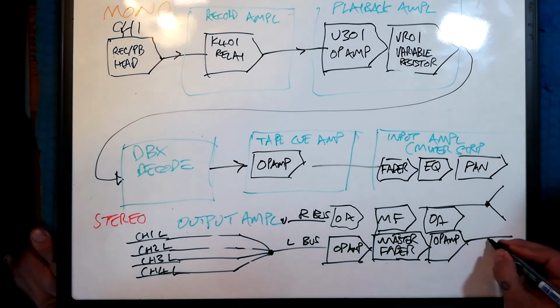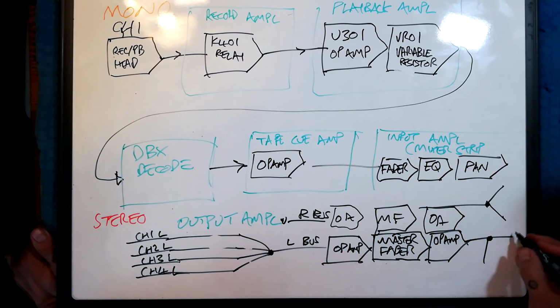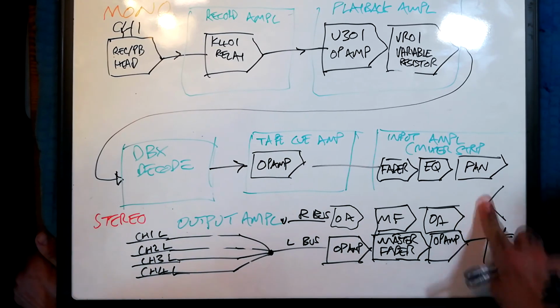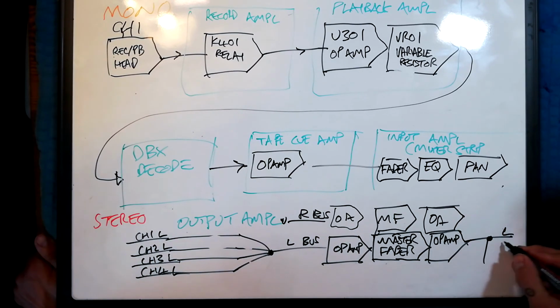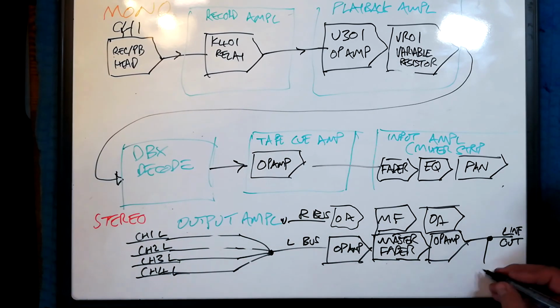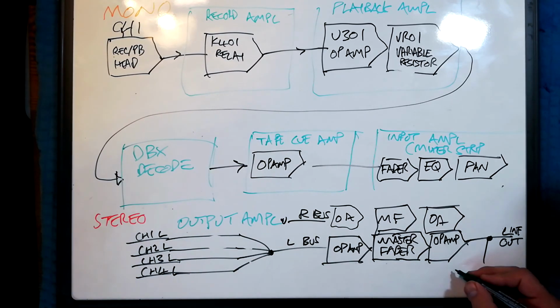And then there's a T-junction here, and we'll go to, let's get rid of this, that's confusing, line out, and then this one goes to, I believe, the headphone amplifiers, which are located on the record amplifier. If I'm wrong about that, then it's definitely the playback amplifier.